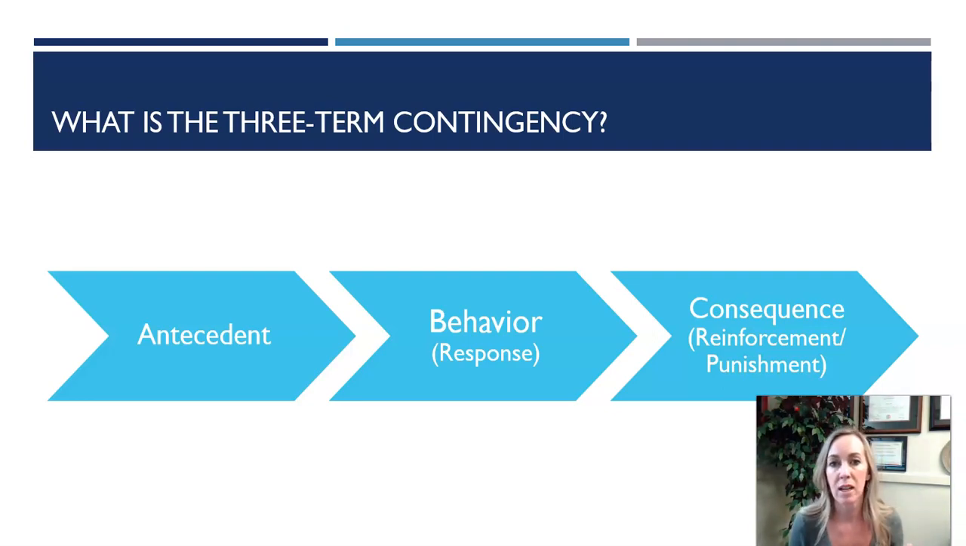Now, whether it's positive or negative, whether we're applying something or taking something away, that is really irrelevant. Whatever the consequence, it either increases the likelihood of future occurrences or it's going to decrease the likelihood of future occurrences. Anyway, ABC, or maybe antecedent, response, and then reinforcement and punishment. Different ways to think about it.